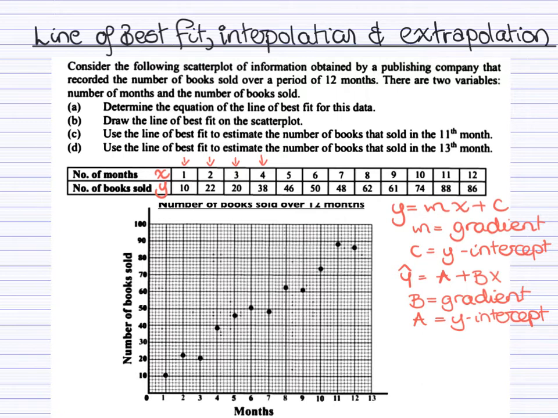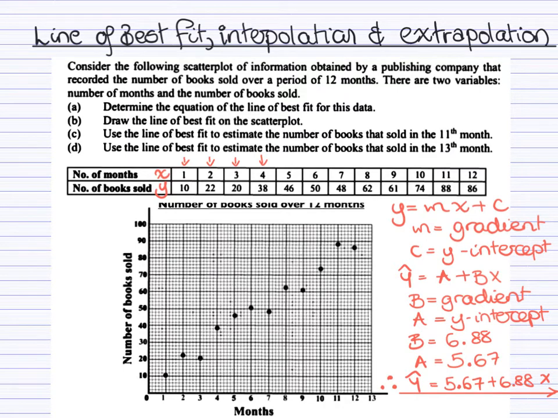Once you've done that, you will find that b is equal to 6,88 and a is equal to 5,67. Writing it into the equation form, y hat is equal to 5,67 plus 6,88x, and that is the equation of the line of best fit for this data set.